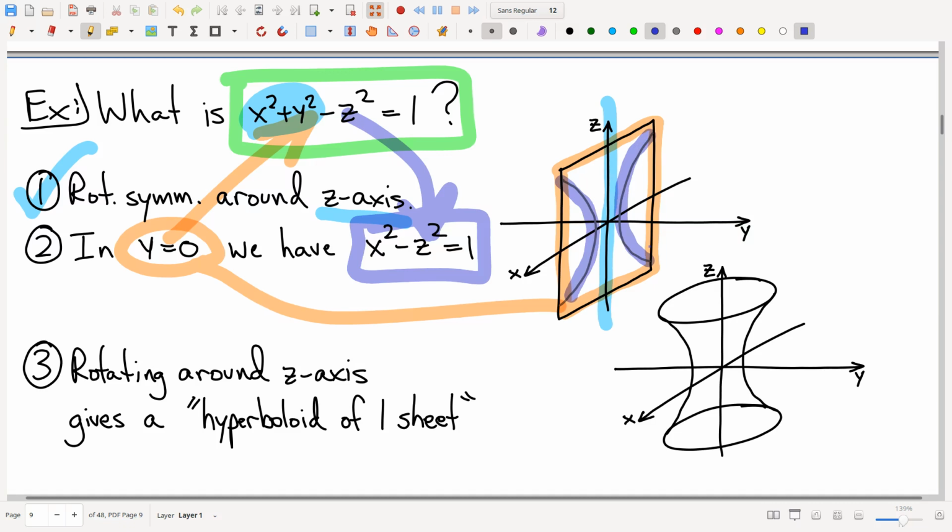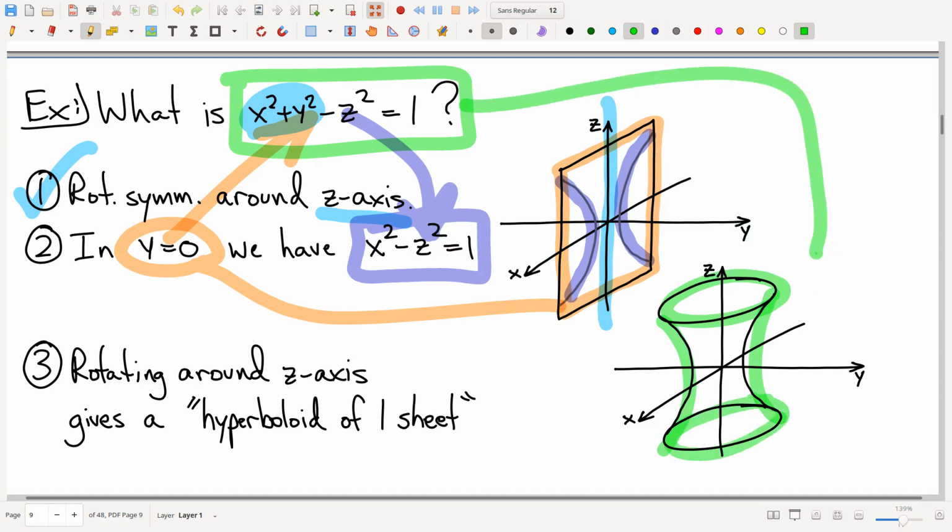And now again, reminder, we know that our surface is rotationally symmetric, and we know one of its cross sections. So I can just take this cross section, rotate it around the z-axis, and whatever that makes is my original surface. So my original surface then ends up looking something kind of like this. Like so.